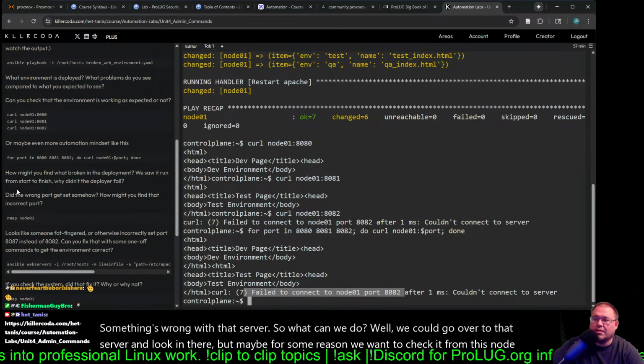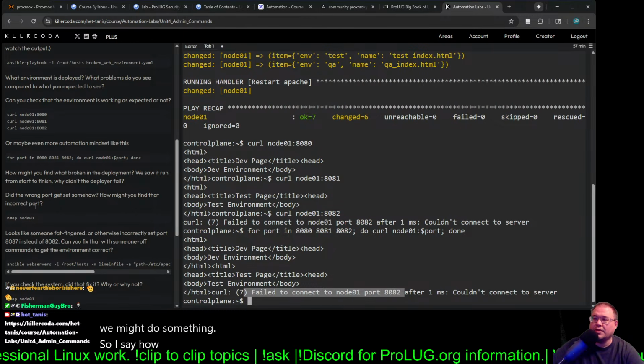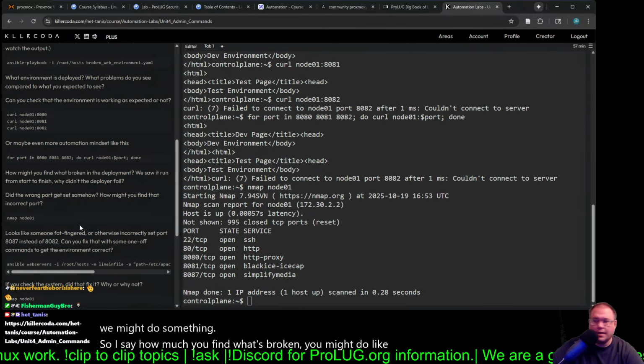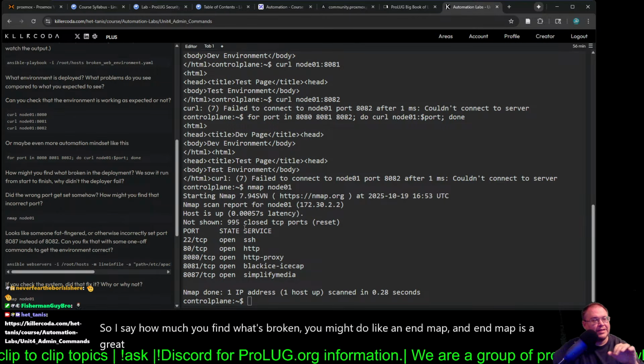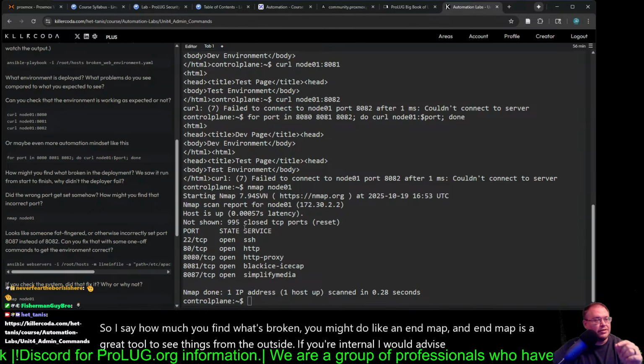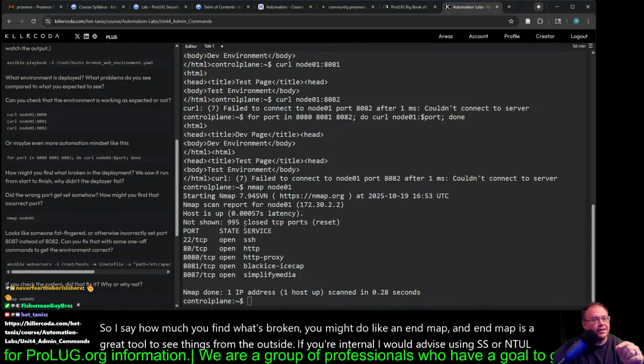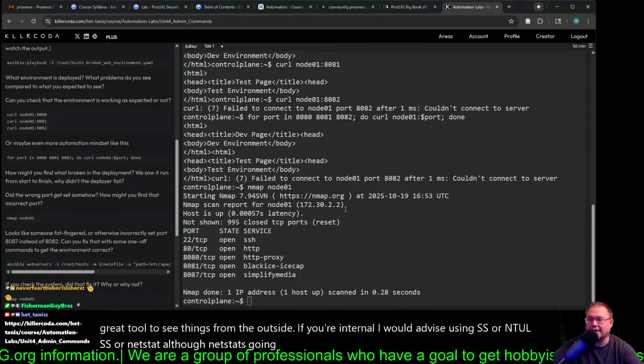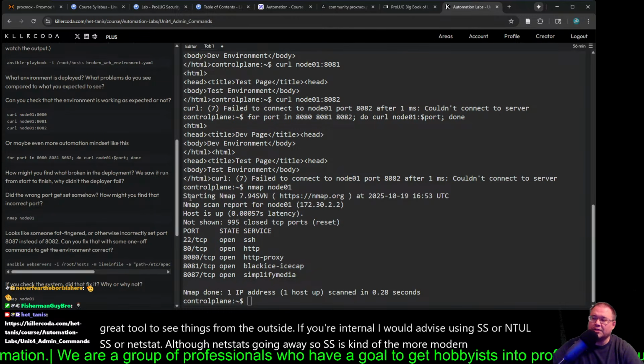And we might do something to find what's broken. You might do an nmap. And nmap is a great tool to see things from the outside. If you're internal, I would advise using ss or netstat, although netstat's going away, so ss is kind of the more modern way. But let's just look at this node real quick.